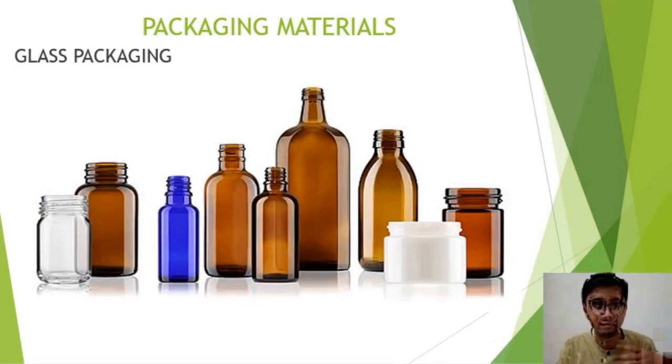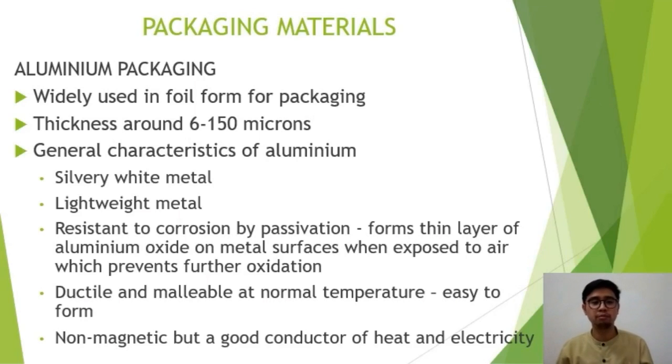Now we go to the next packaging material, which is aluminum packaging. Aluminum packaging is widely used in the form of foil for the packaging of nutraceutical products. The thickness is around 6 to 150 microns, and the general characteristics are silvery white metal, and it is lightweight. It is resistant to corrosion, but only by passivation. If the aluminum packaging does not undergo the process of passivation, it will not be resistant to corrosion.